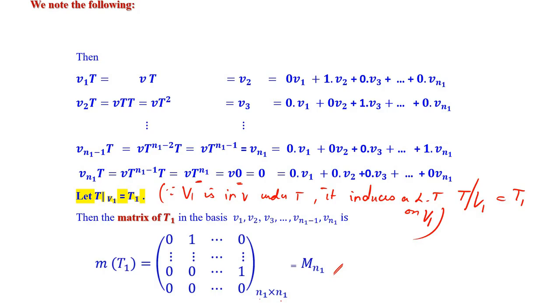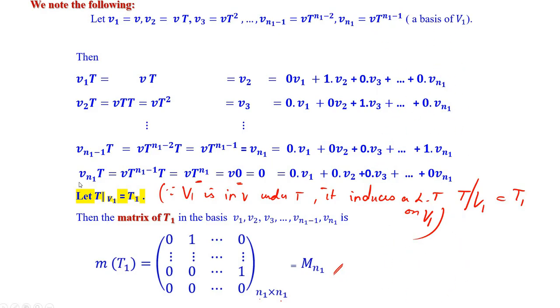Now we consider our V1 as v, V2 as vT, V3 as vT square, and so on, Vn1 minus 1 as vT power n1 minus 2, and Vn1 as vT power n1 minus 1. So they are a basis of capital V1. Next, V1 being invariant under T, it will induce a linear transformation.